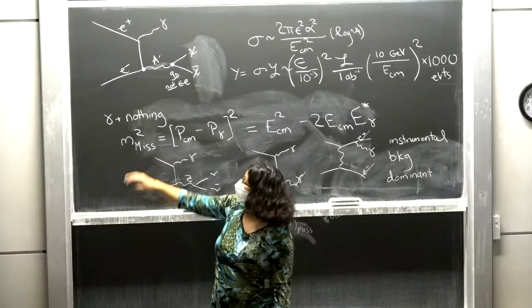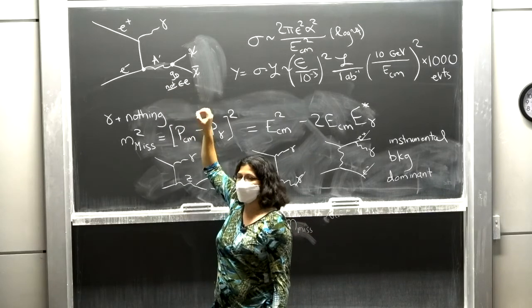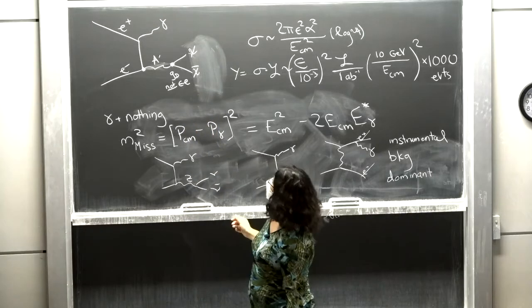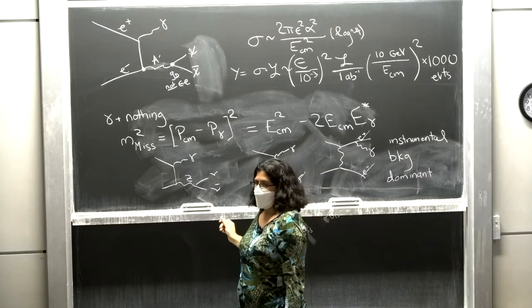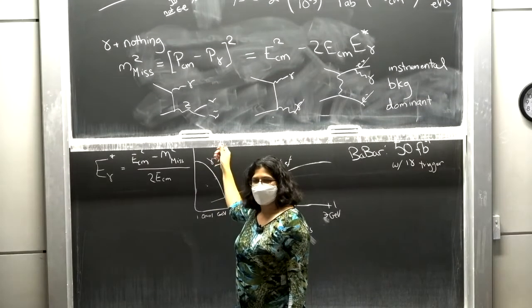And then there are other cases where the dark photon could decay into a more complicated visible state. So for example, BaBar has actually done, when BaBar was running, they were mainly a B-physics experiment.